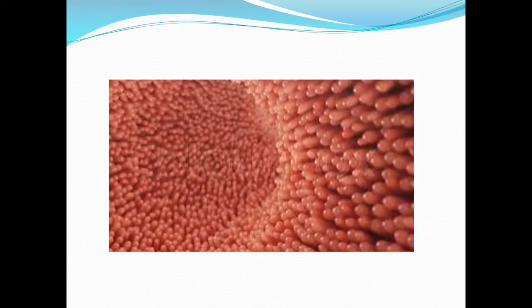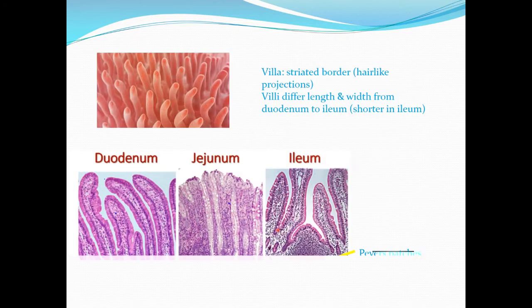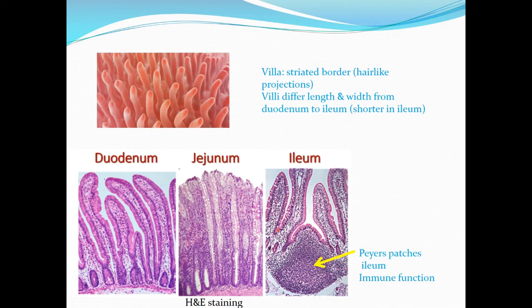This is what it looks like. All these villi protruding into the gut lumen. So inside the tube, it looks like this, millions and millions of villi. And these villi in turn have hair-like projections. These villi differ in length and width from the duodenum all the way down to the ileum. And here is H&E staining to show you the differences that occur from the duodenum to the ileum. By the time they get to the ileum, there are also patches, quite abundant in the ileum, which have an immune function in the gut. And these are not present in the duodenum.